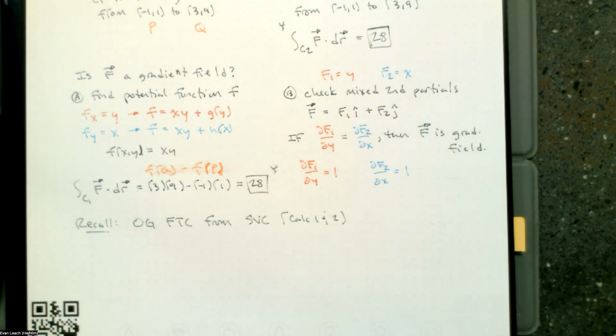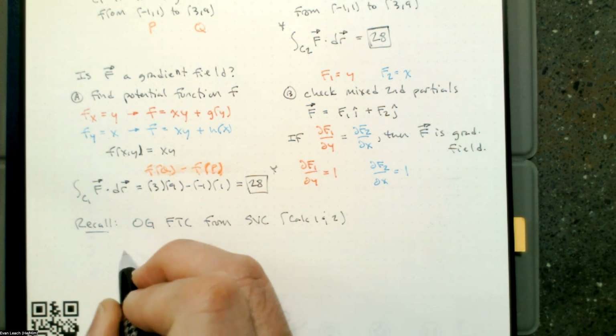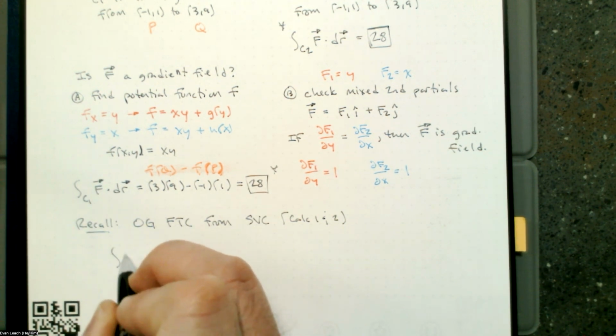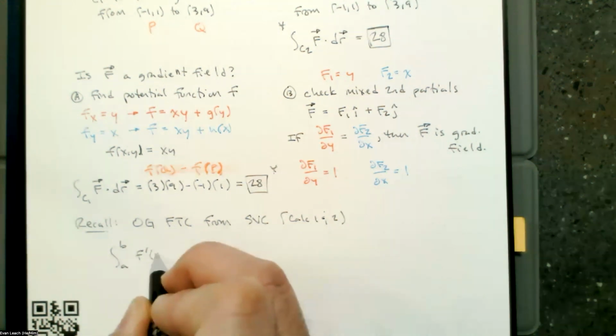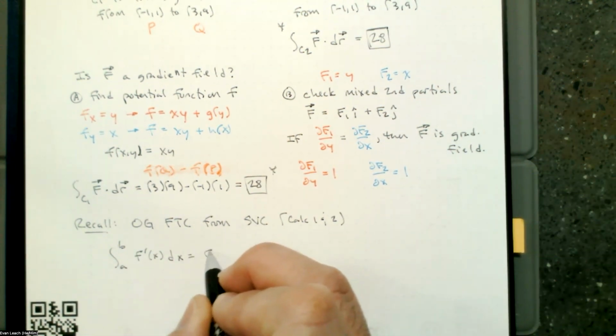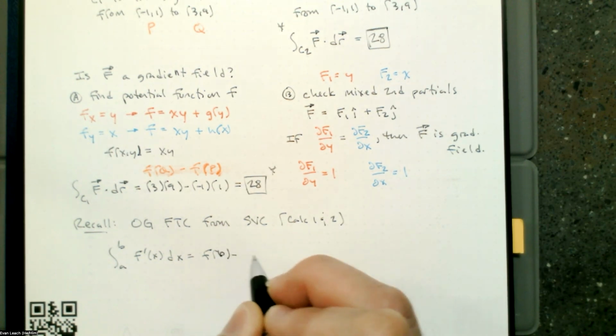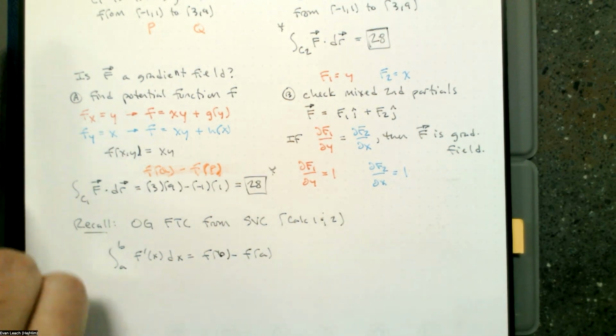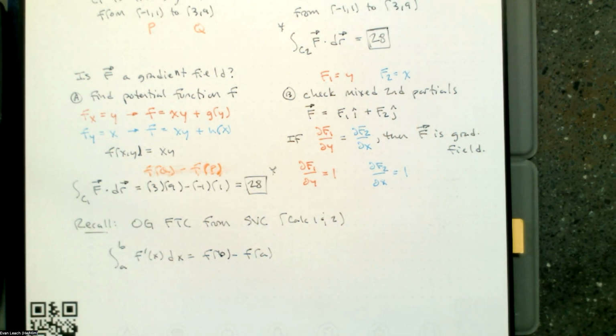If you recall, the original fundamental theorem of calculus from single variable calculus, Calc 1 and Calc 2. I'm going to leave off the prelude stuff, but it was the integral from A to B of f prime of x dx is f at B minus f at A. We integrate the derivative of a function over an interval or over a set by evaluating the change in the function at the endpoints of the set, at the boundary of the set.